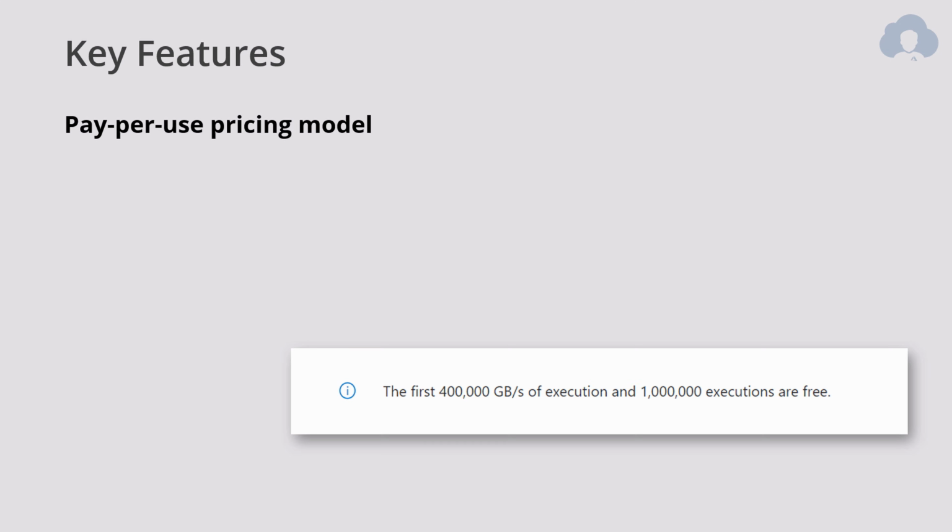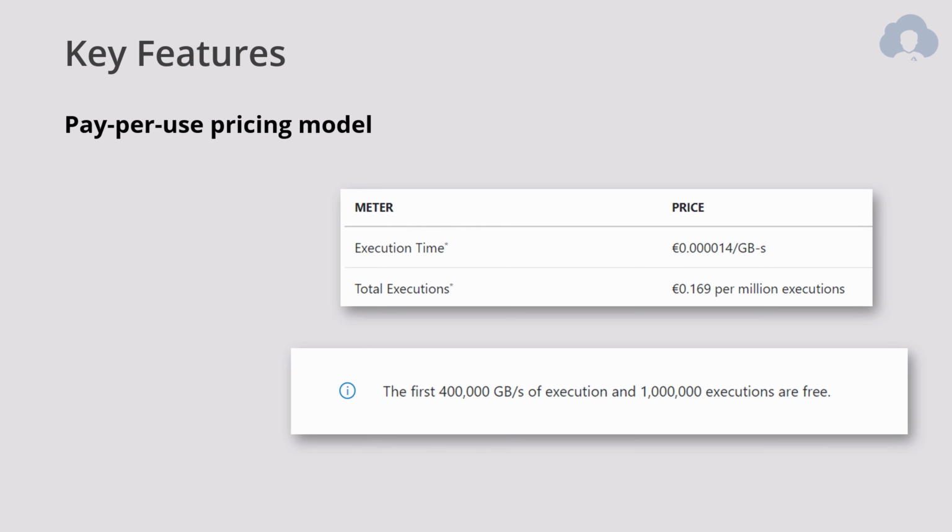But additionally, you can pay per use, so the price is super cheap because the first 400,000 gigabytes of memory is free, as well as the first million executions. So you probably will use functions in most cases without paying a dime. So I would say that's a great price. But if you go further beyond that, the price is still very small because a million executions cost 169 cents.